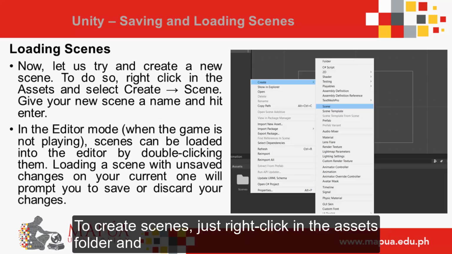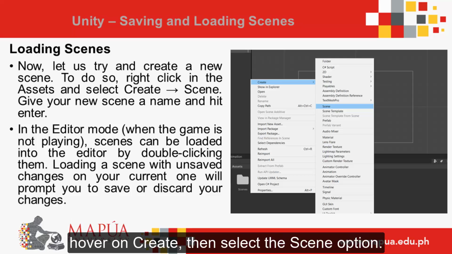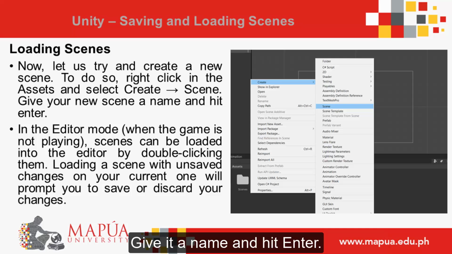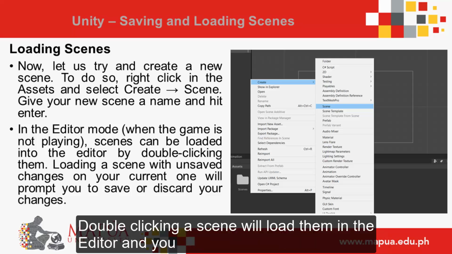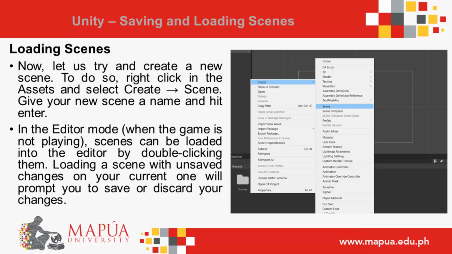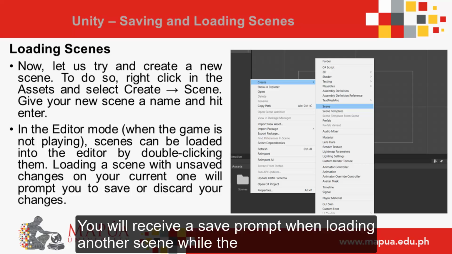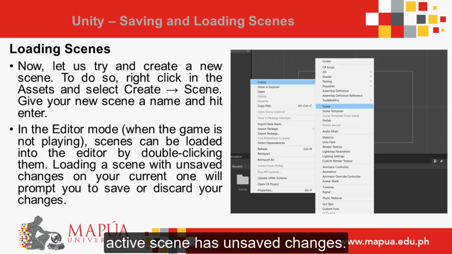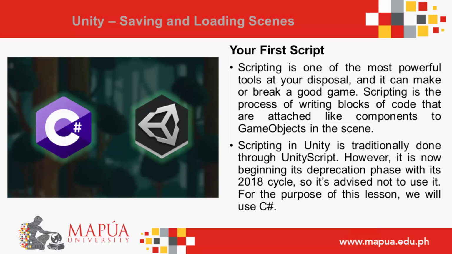To create scenes, just right-click in the Assets folder and hover on Create, then select the Scene option. Give it a name and hit Enter. Double-clicking a scene will load it in the editor, and you can see it update in the hierarchy view. You will receive a save prompt when loading another scene while the active scene has unsaved changes.